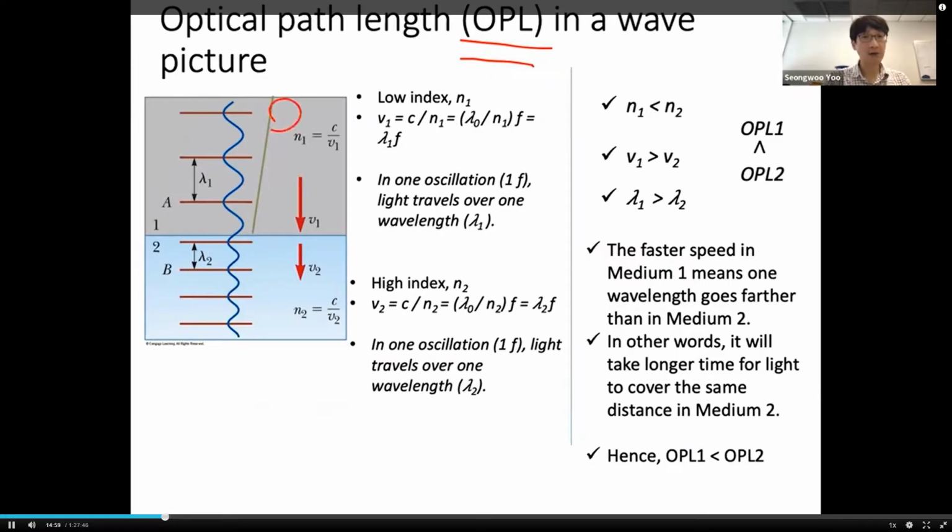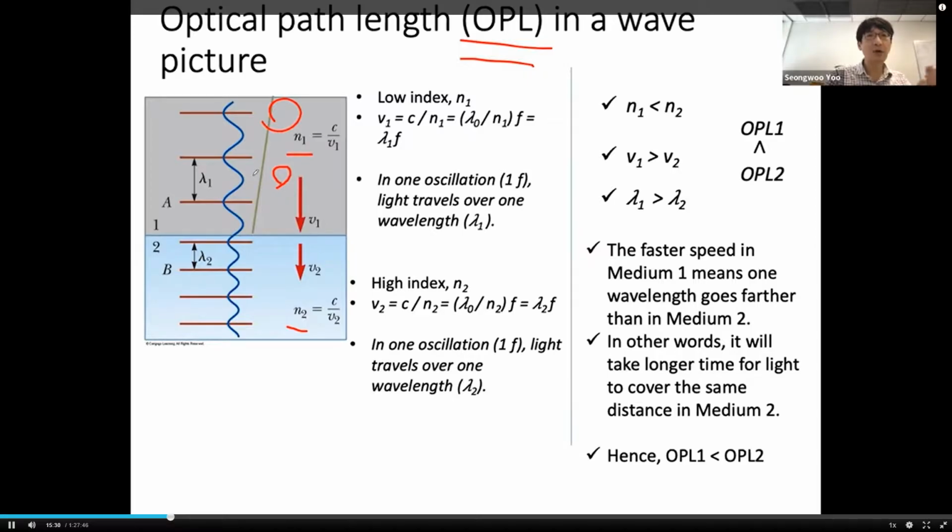Now our upper medium has a refractive index N1, but this refractive index is smaller than the refractive index of our second medium. In other words, the light travels faster in the upper medium because the index is low. Yeah, we learned about this in the first week. But what do you mean? What do you mean by traveling faster in terms of the wave?